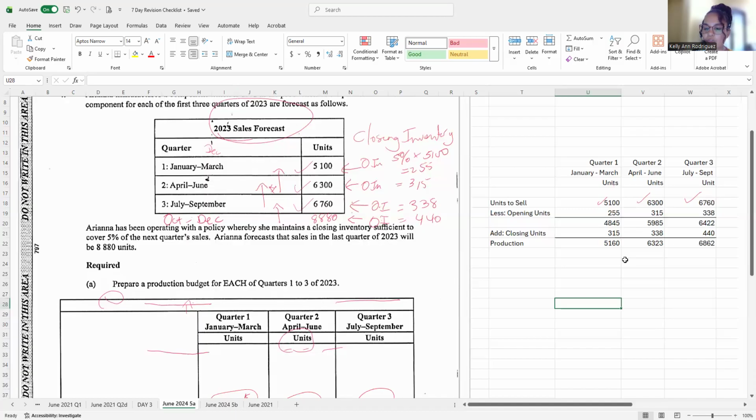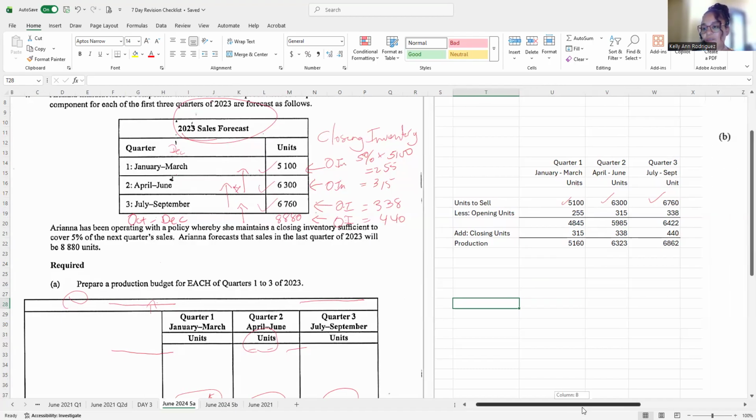I'm going to calculate production. So how much do I need? The opening inventory, you have to minus it from the sales. That will give you the amount you really need, but you need to hold back 315, so you have to add that. And that will give you back your production. And hence, you will be able to calculate your three quarters and get your 7 marks. So I hope this was pretty straightforward.